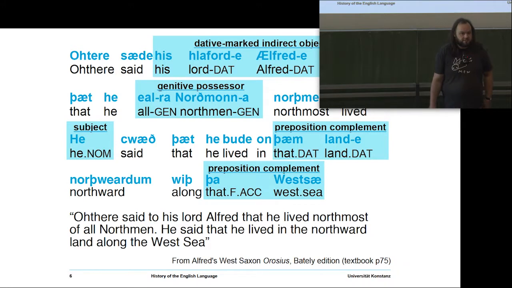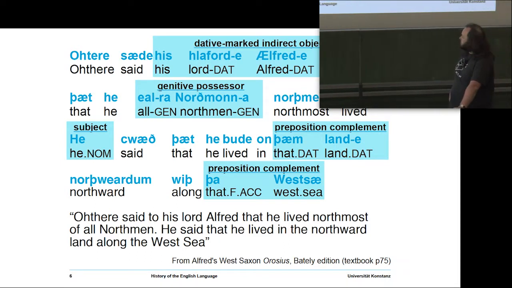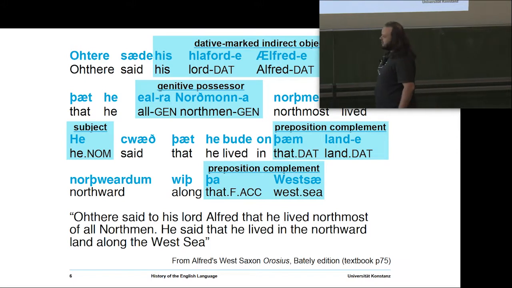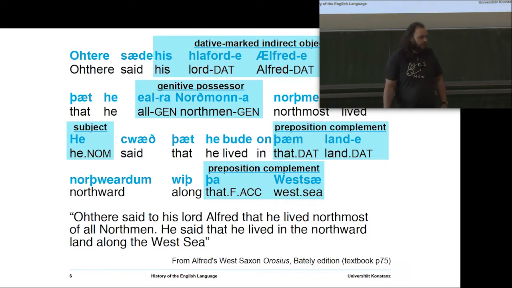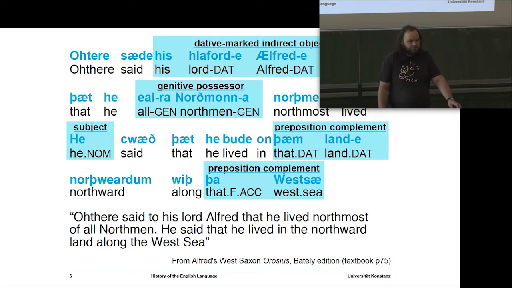Remember that these are the texts associated with King Alfred's court. It was once thought that King Alfred himself translated this text, the Orosius. Most people don't believe that anymore, but it was certainly someone associated with him. And this is a text about a man called Ohthere, who travelled to the north. He travelled to present-day Scandinavia, and then he came and reported back.